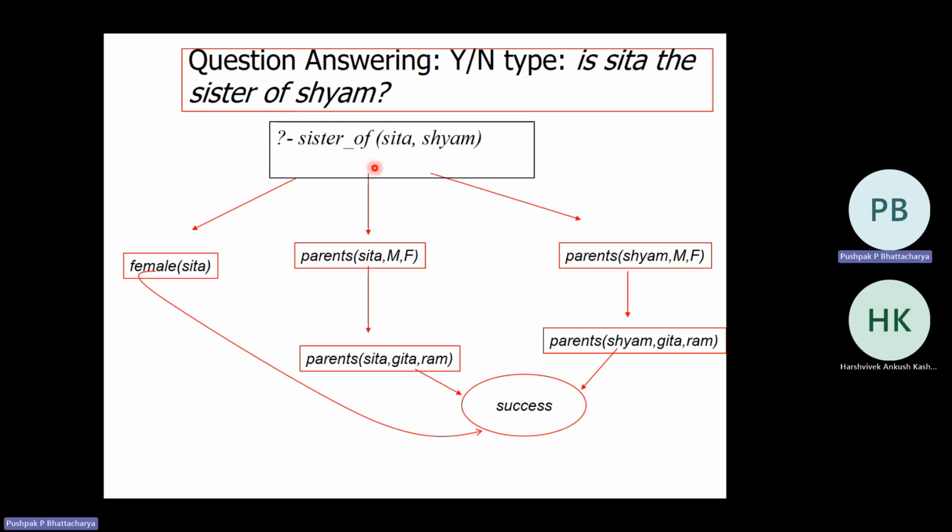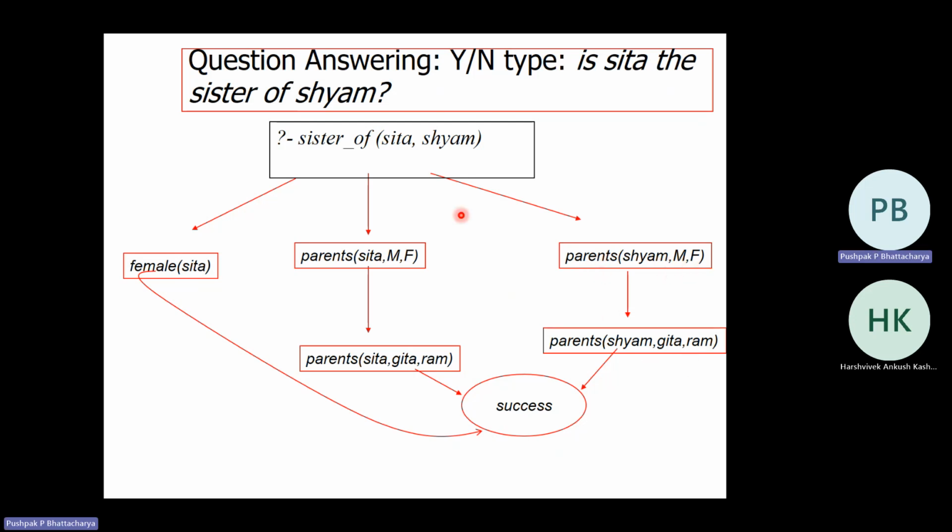So I'm asking this question to Prolog: sister of Sita, Sham. See here, there is a question mark. Now, what will happen is that a search in the database will begin. So female Sita is correct. Parent Sita M F. So M and F get bound to Gita and Ram. Now parent Sham, Gita and Ram.